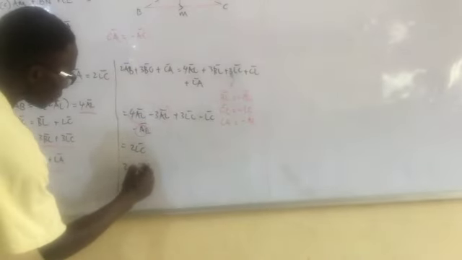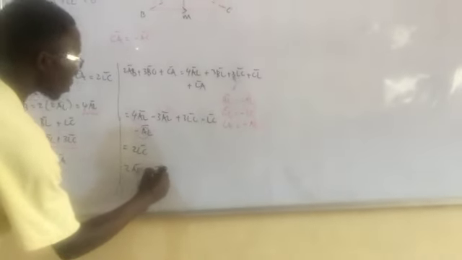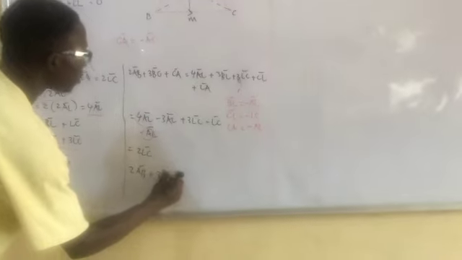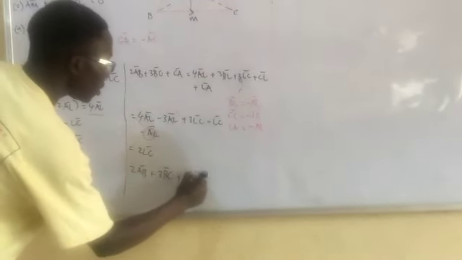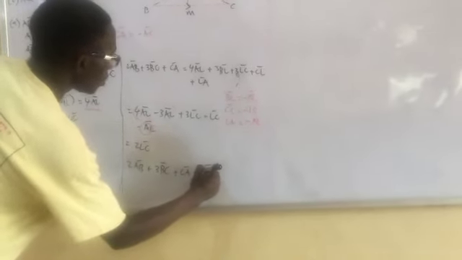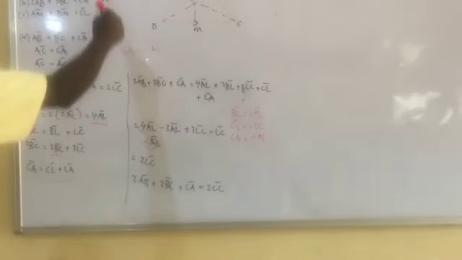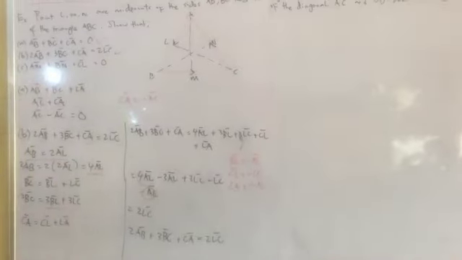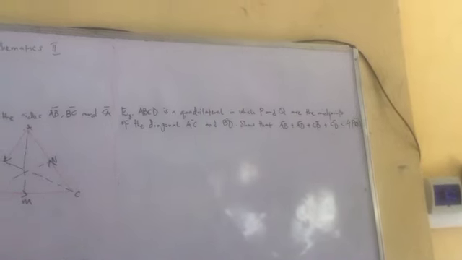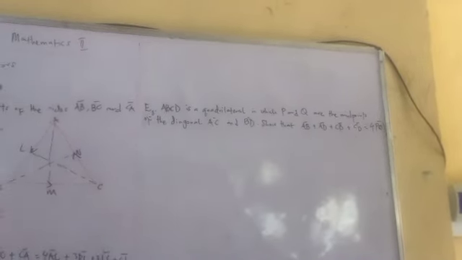So finally I can just say 2AB plus 3BC plus CA is equals to 2LC. That's proved already. So we are done with this also. Now the next question is question C. We have to prove that AM plus BN plus CL is equals to 0.